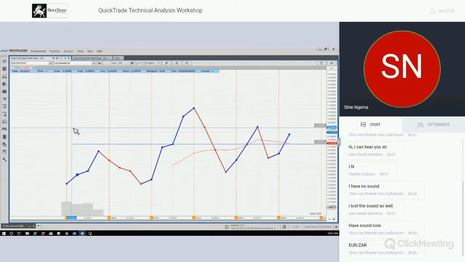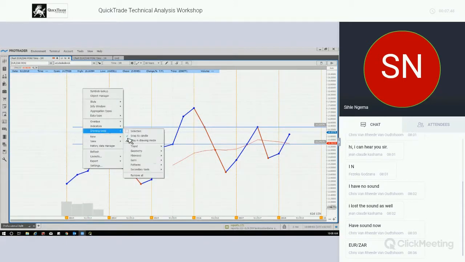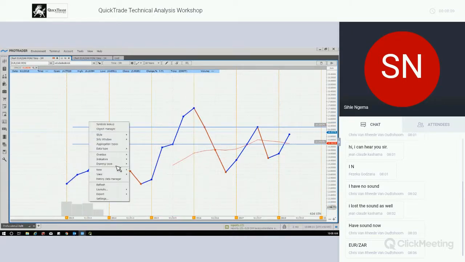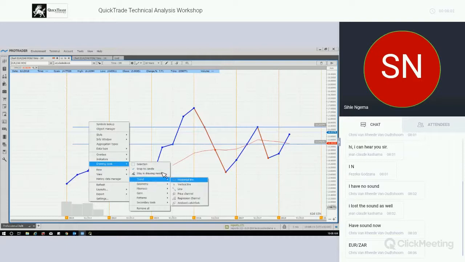I'm using a dotted line chart here. I want to mark all the dot areas on this chart so that I can understand exactly where it's likely to trade next. Okay, now let's see here. Something is happening.